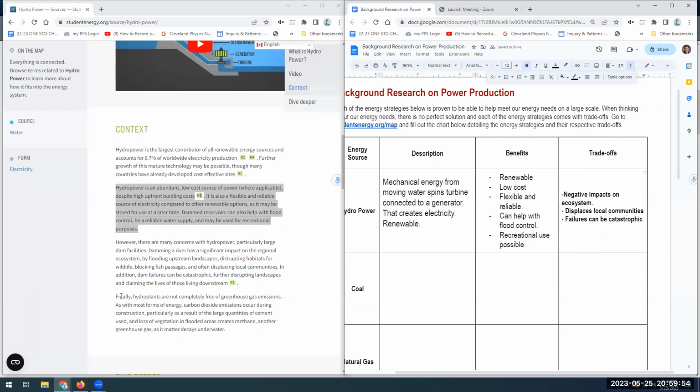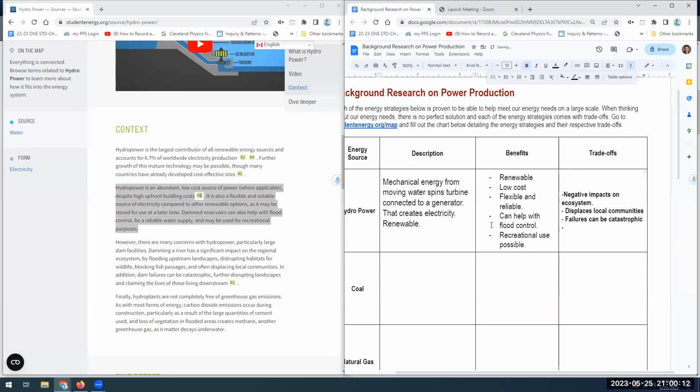And let's read this last paragraph. Finally, hydro plants are not completely free of greenhouse gas emissions. As with most forms of energy, carbon dioxide emissions occur during construction, particularly as a result of the large quantities of cement used. And loss of vegetation in flooded areas creates methane, another greenhouse gas, as its matter decays underwater.